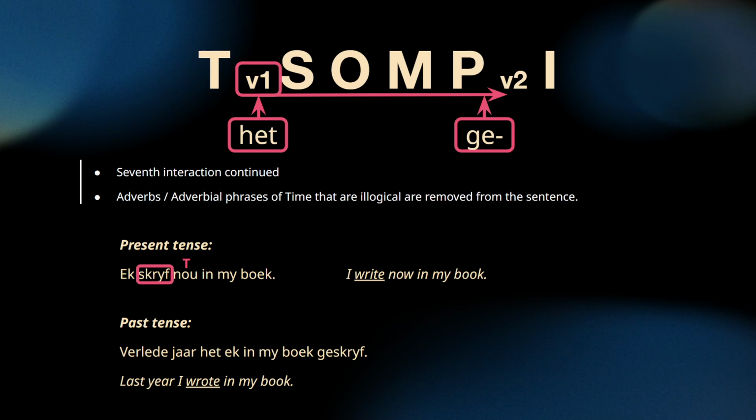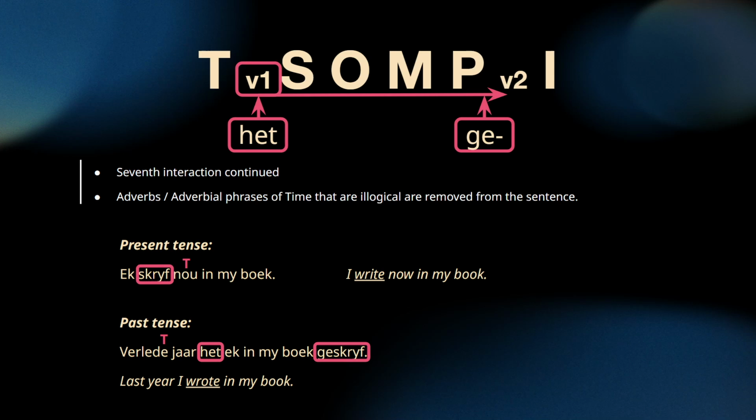Continuing with this idea, sometimes you're going to have an adverbial phrase of time in your sentence that's not logically correct if we change it into the past tense. Ek skryf nou in my book. I write now in my book. Now, if I change this sentence into the past tense, now isn't going to make a lot of sense. So, verlede jaar is the time phrase that I'm now starting with. Het is my past tense indicator. Then I'm going to omit nou, because now and last year cannot logically be in the same sentence.